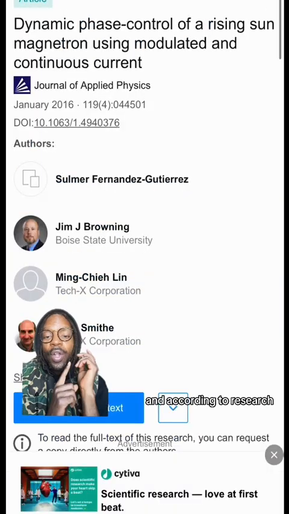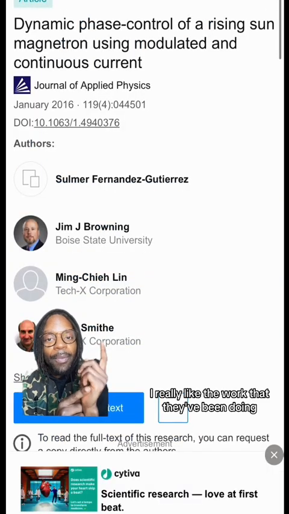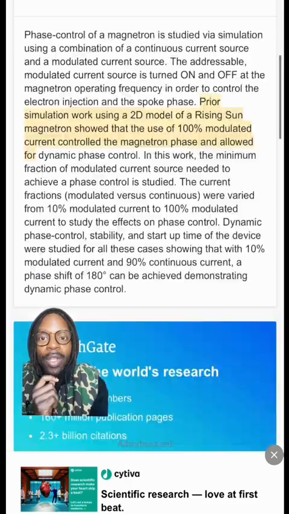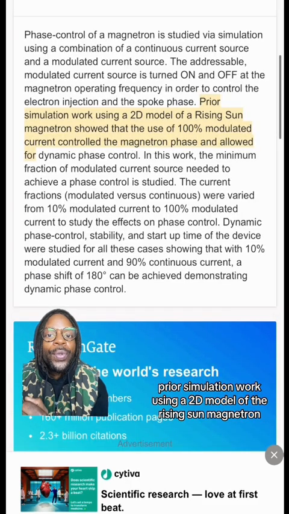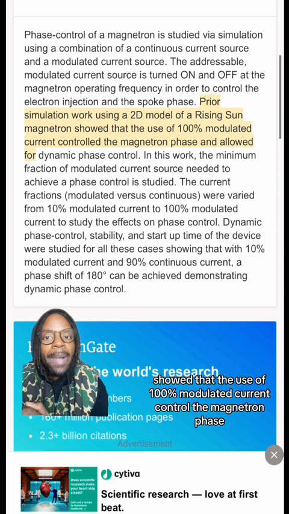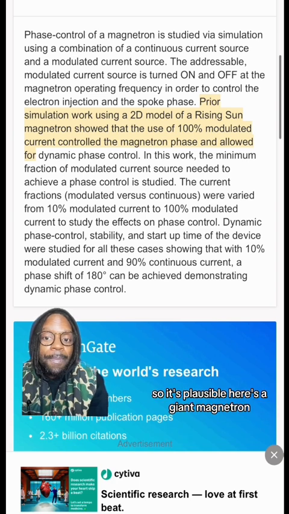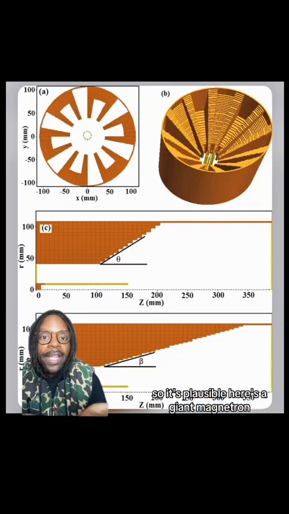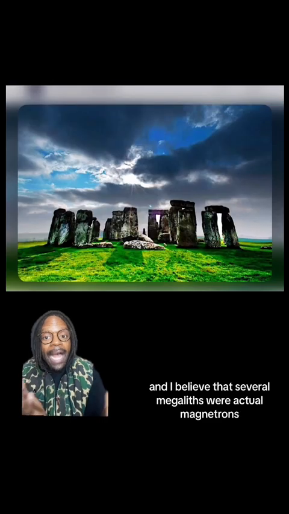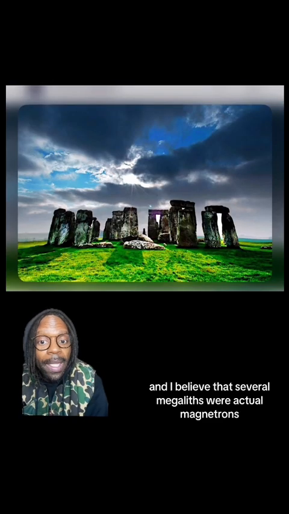AI. And according to ResearchGate, I really like the work that they've been doing. Prior simulation work using a 2D model of a rising sun magnetron showed that the use of 100% modulated current controlled the magnetron phase and allowed for dynamic phase control. So it's plausible. Here's a giant magnetron, and I believe that several megaliths were actual magnetrons.